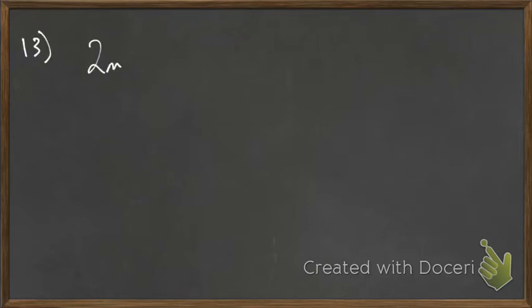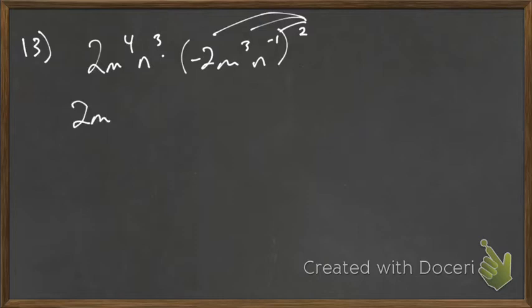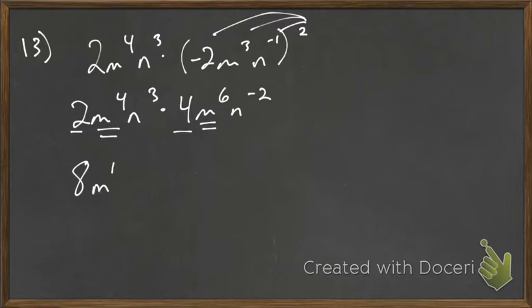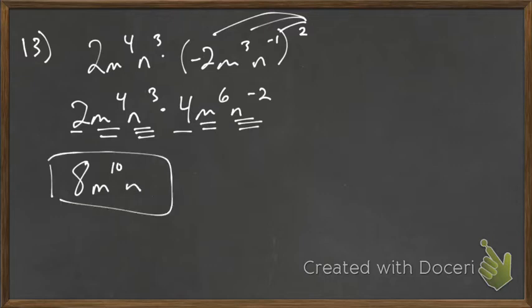I've got 2m to the 4th n cubed times negative 2m cubed n to the negative 1 squared. Everything in here needs to get squared. So I got 2m to the 4th n cubed times 4m to the 6th n to the negative 2. Be careful here with your calculator. You need to put that in parentheses in your calculator. So I'm going to multiply my 2 and 4 to get 8. I'm going to multiply my m to the 4th and my m to the 6th to get m to the 10th. And I'm going to multiply my n cubed and my n to the negative 2 to get n. So remember, it'd be like that going to the denominator. 2 factors of n cancel 2 factors of n. That's why that works.